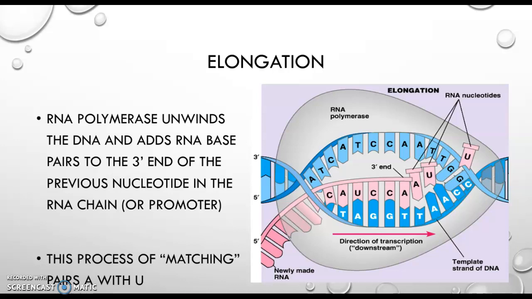Elongation is where RNA polymerase is going to add in new RNA bases to the ever-growing strand. Just like in replication, RNA bases can only be added to the 3' end of the previous nucleotide. Elongation is much easier than replication, though, because you don't have the lagging strand that makes replication complicated.